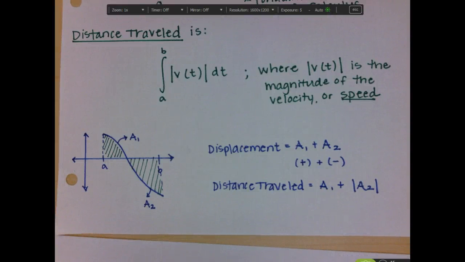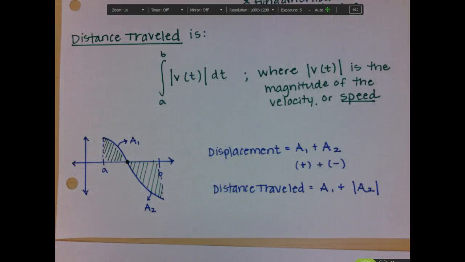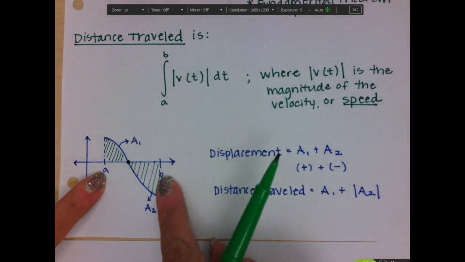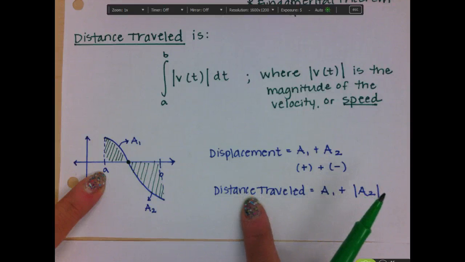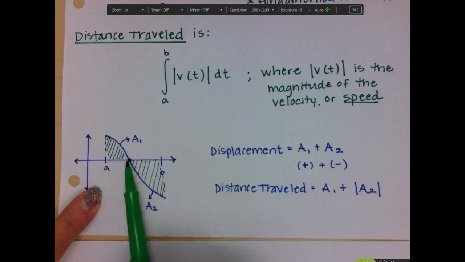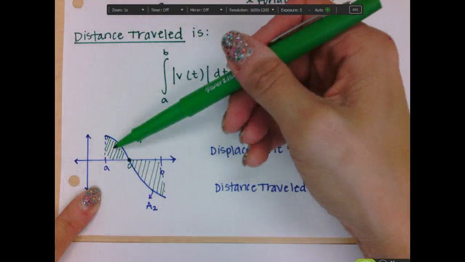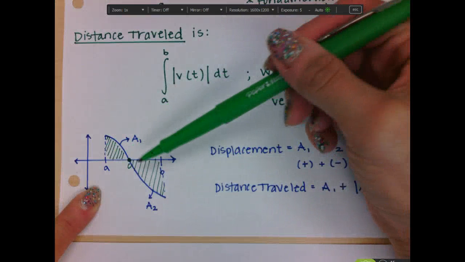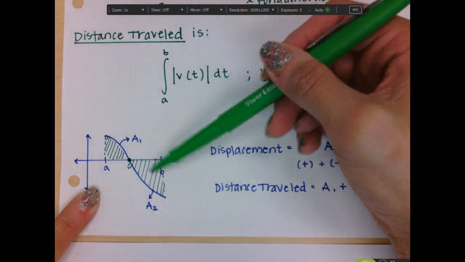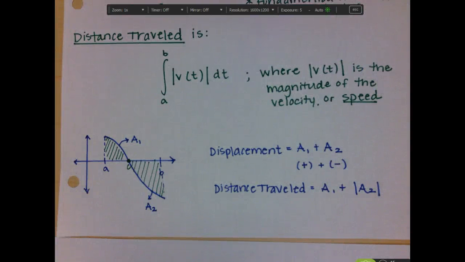So the important thing to note here is that this x-intercept plays a very large role in taking the interval from A to B and separating it into multiple intervals whenever you're calculating distance traveled. So I would have to integrate from A to, let's call this C, to get this area. And then I would have to integrate that same function from C to B and take its absolute value to get the absolute value of this area. And then I would add the two together to get my distance traveled.